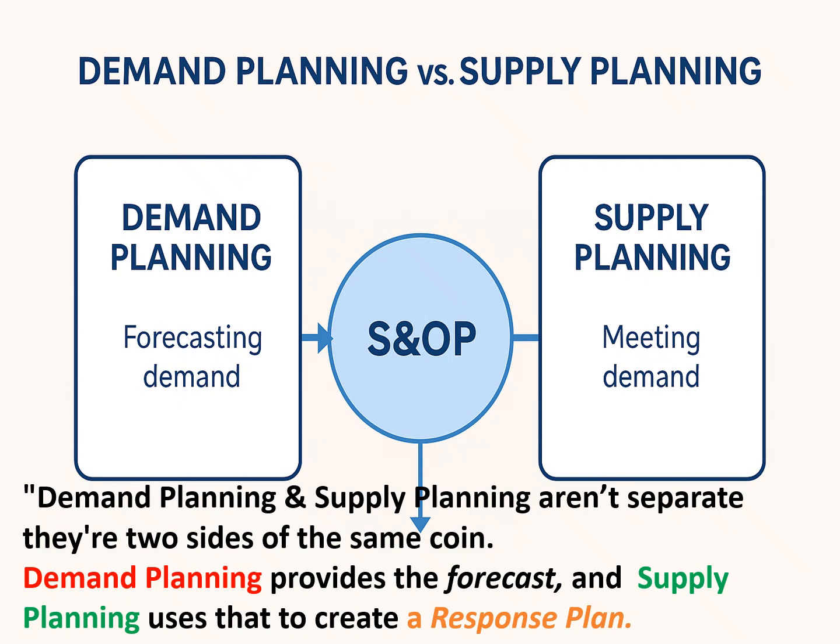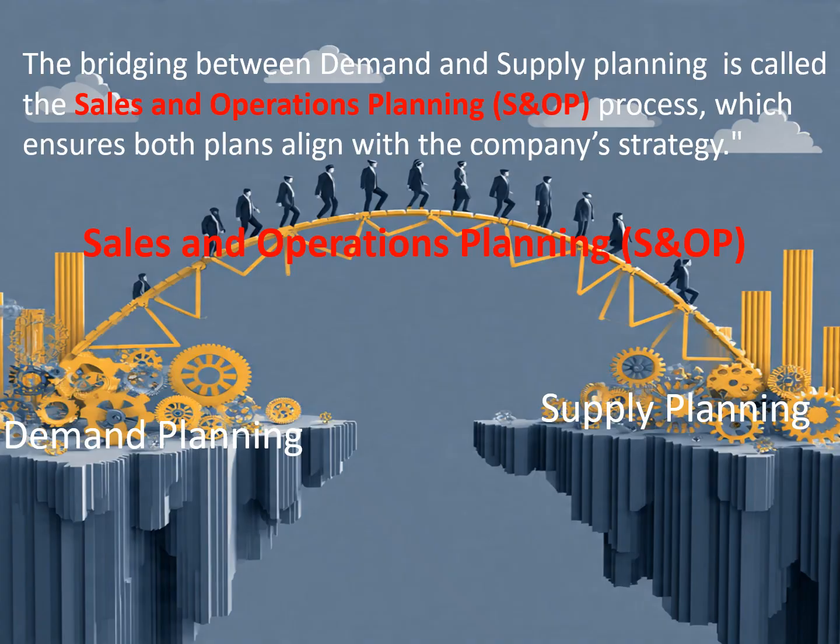After defining both concepts, let's now see how they work together in a supply chain. Demand planning and supply planning aren't separate, they are two sides of the same coin. Demand planning provides the forecast and supply planning uses that to create a response plan. And the bridge between demand and supply planning is called the Sales and Operations Planning, S&OP process, which ensures both plans are aligned with the company's strategy.